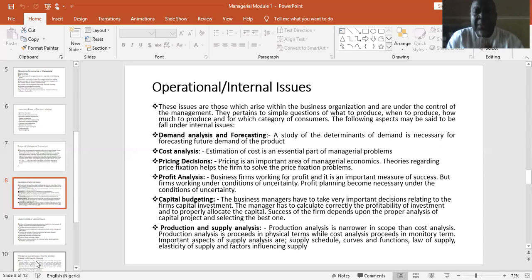When to produce? When are we going to start production, or for which period? How much to produce? What quantity are we going to produce? And to which category of customers? Who are the customers? And you can even add what methodology, what technology to be used for production. So in addressing this issue, the firm has control over demand analysis and forecasting. A study of the determinants of demand is necessary for forecasting future demand of the product.